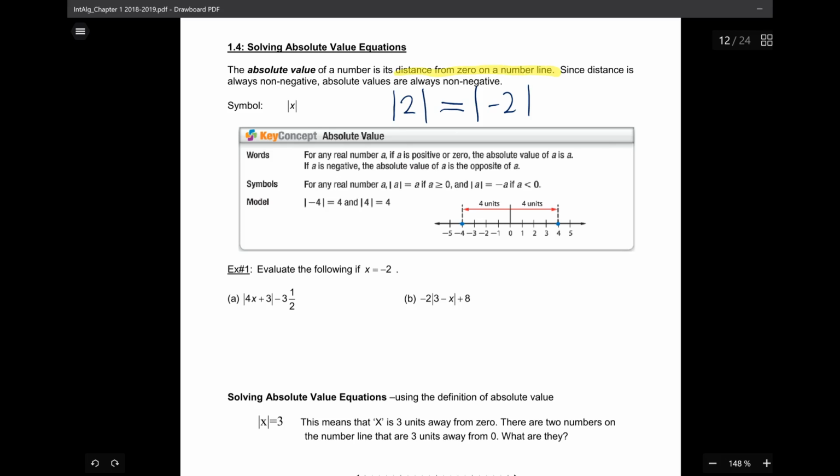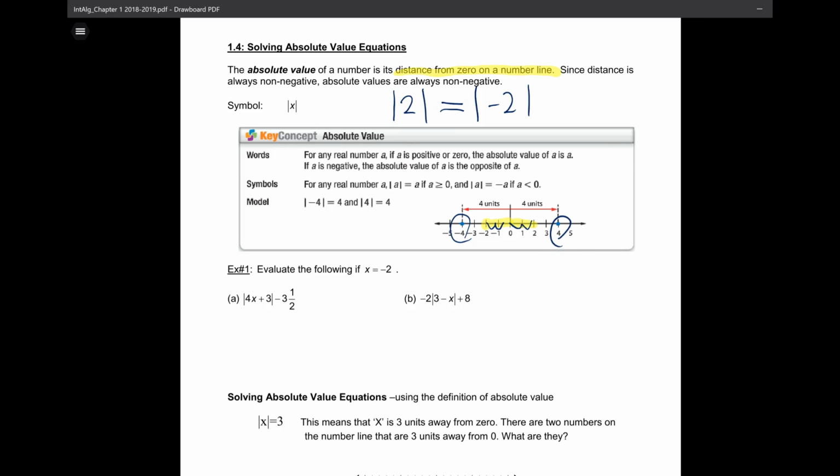Since distance is always non-negative, the values are always non-negative. For instance, in my example, -2 is 2 away from 0 and 2 is 2 away from 0. So 2 spaces: 1, 2, 1, 2. They're both 2 spaces. Here, -4 and 4 are both 4 spaces away from 0.